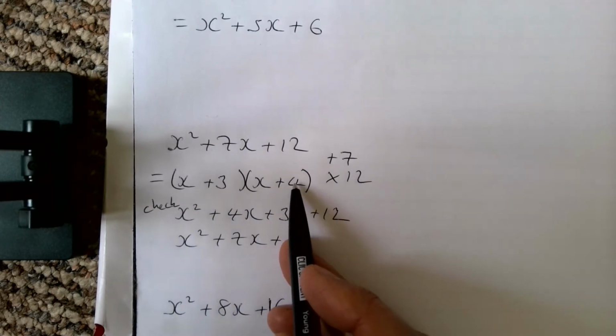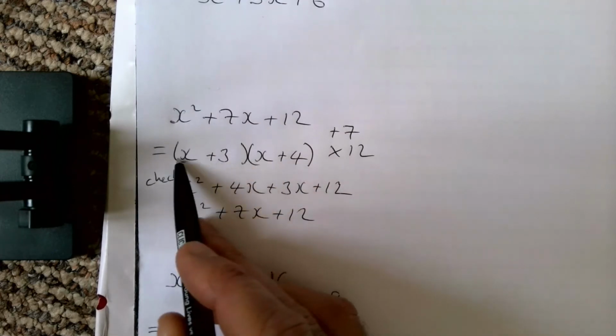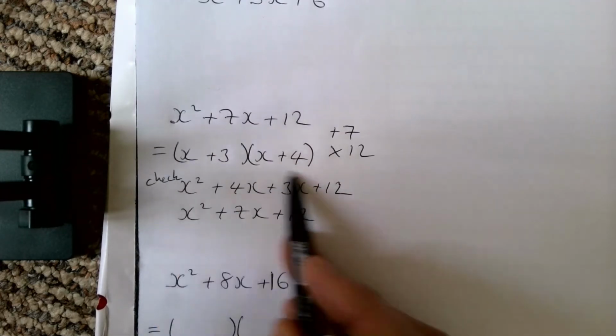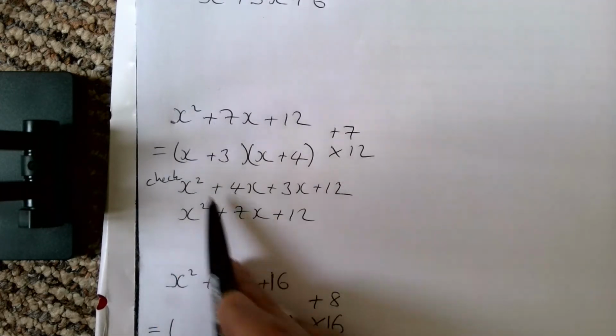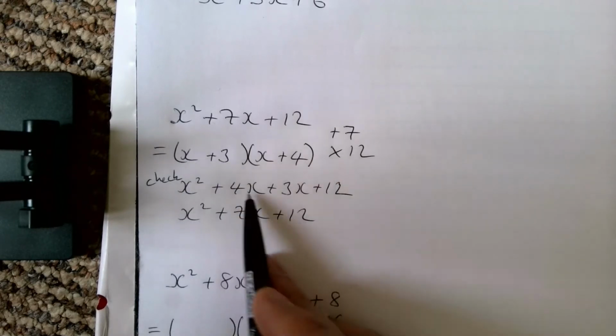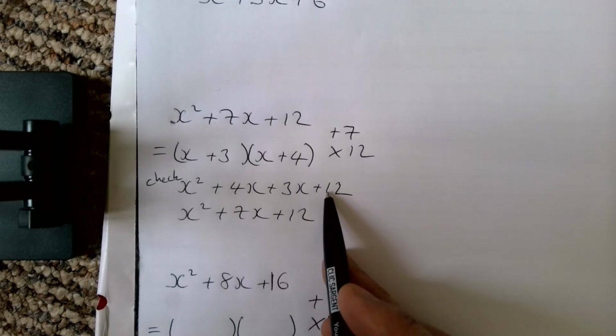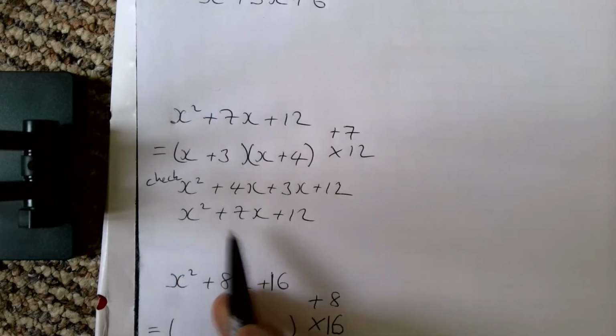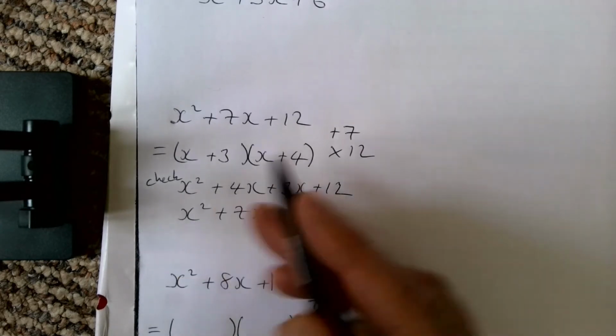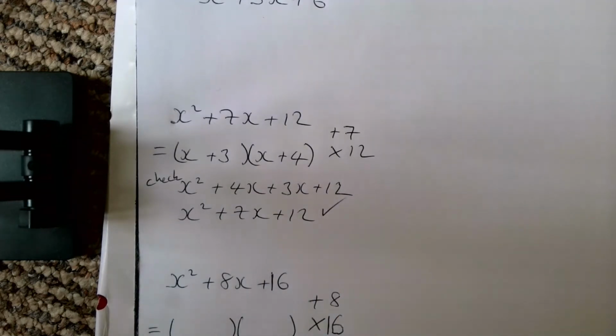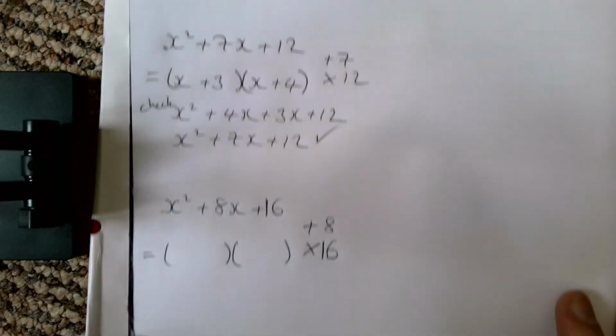Just to check that we've got the right answer, we can use FOIL again to multiply it out. So this is just to check. This is our final answer here, but this is just to check. X times x, x squared, outer, plus 4x, inner, plus 3x. 3 times 4 gives us 12. Joining together like terms, x squared plus 7x plus 12, which is the same as our question. So we're good. Let's take a look at another example.